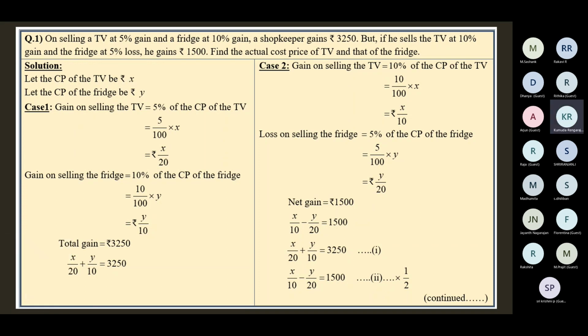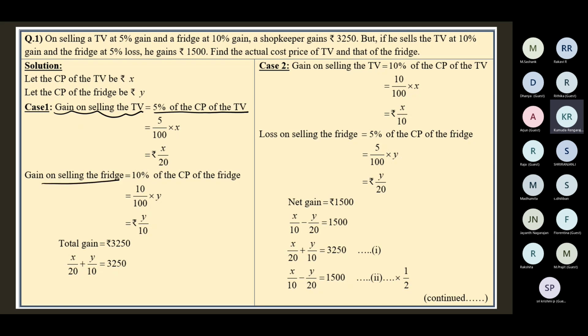So you can see, let the CP of the TV be rupees X. Let the CP of the fridge be rupees Y. Now, what is the gain on selling the TV? 5% gain. So how do you find 5% of the CP of the TV? 5% of X, because CP of the TV is X. So 5 by 100 into X, which is X by, you should cancel, 5 ones are 5, 20 times. So X by 20. Only the gain we are finding, not the SP. Gain on selling the TV is equal to 5% of the CP of the TV, which is X by 20.